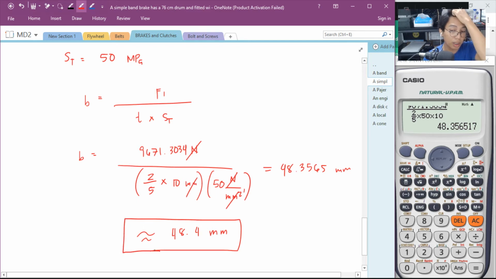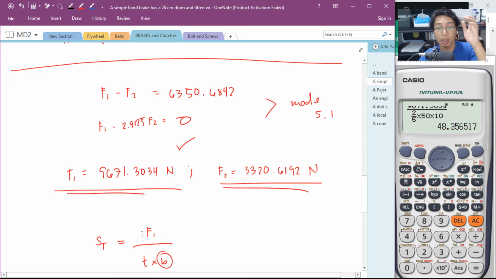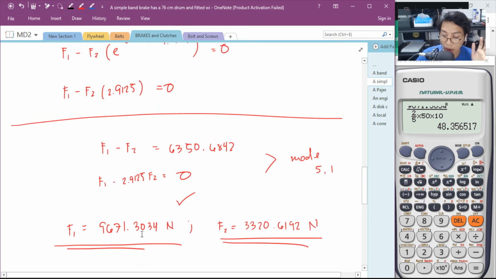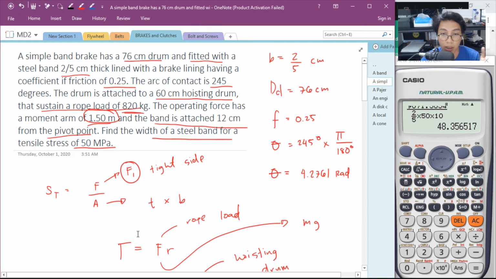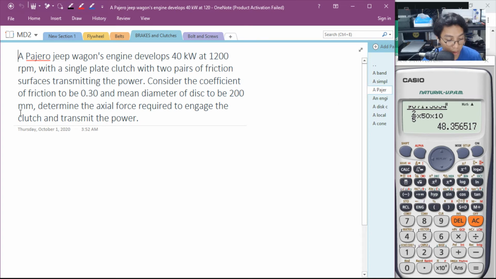Relatively mahaba talaga yung mga problem. Kailangan iintindihin mo muna yung nakakapaloob dun sa problem ng mga given. Sometimes the given are too much. Sometimes kulang. Kailangan iisipin mo kung paano mo na isolve. Okay? So, that is for problem number 2. How about problem number 2?